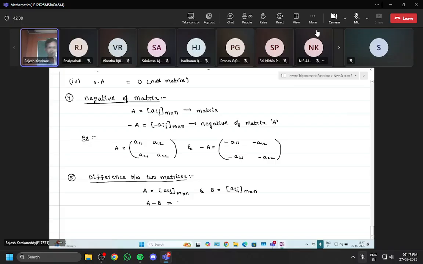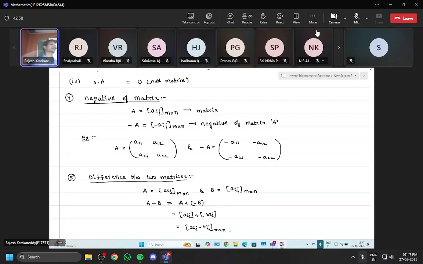A minus B we write as A plus minus B. Aij plus minus Bij, that is your Aij minus Bij. This is difference of matrices. Next we are going to multiplication only. Properties won't be there this much.